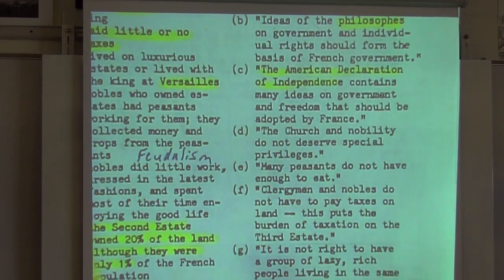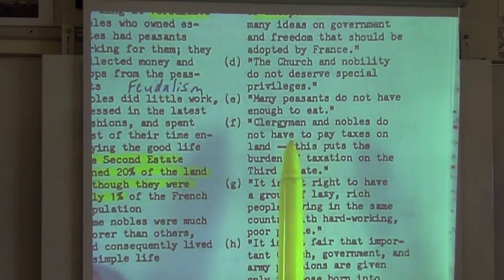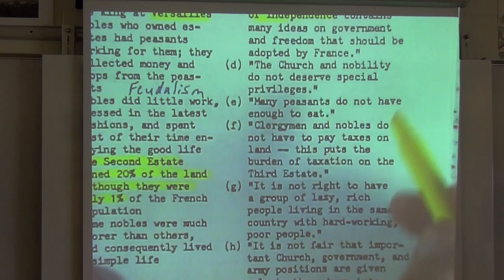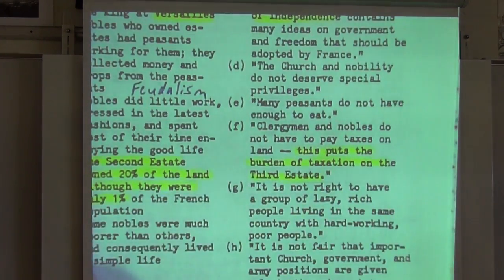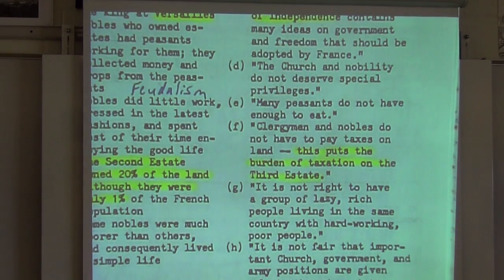Letter D, the church and nobility, the upper estates do not deserve special privileges. Many peasants do not have enough to eat. Clergymen and nobles do not have to pay taxes. This puts the burden of taxation on the Third Estate, and I've made my point about taxation several times to you all, about how taxation, raising taxes, generally always falls upon the lower class, even when you try to tax the upper classes.